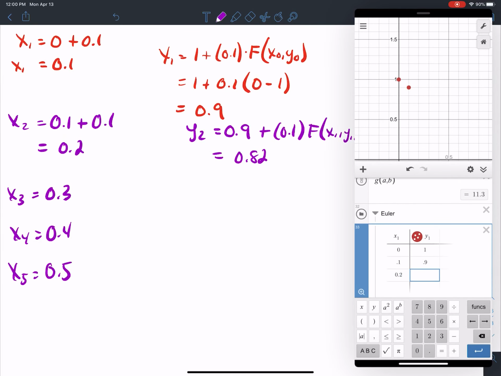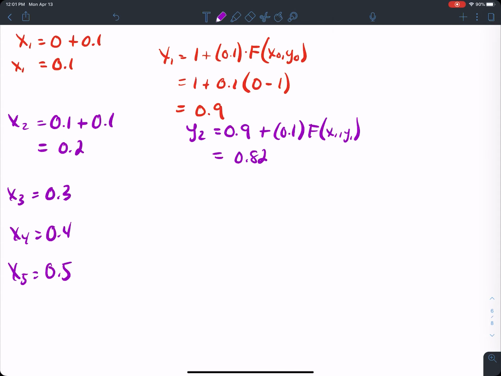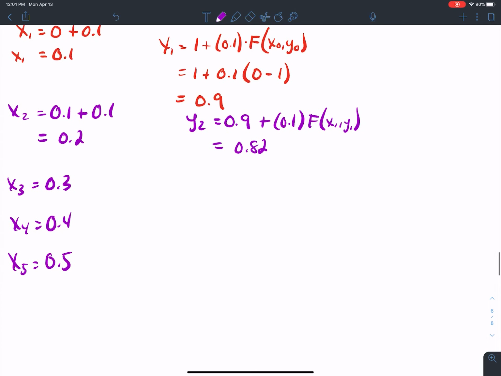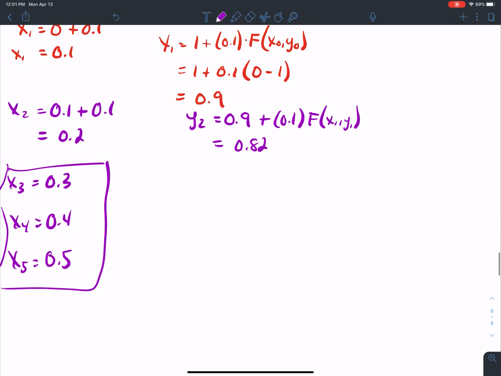Now what I want you to do at this point is just keep doing that. So pause the video and continue to calculate the y values for all of these x values up to 0.5. And when you do that, come back, and then you'll see the answers, obviously.